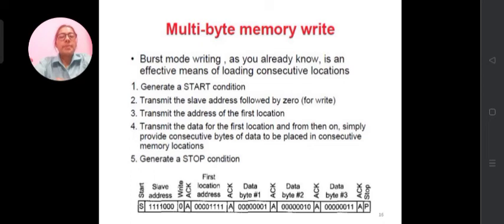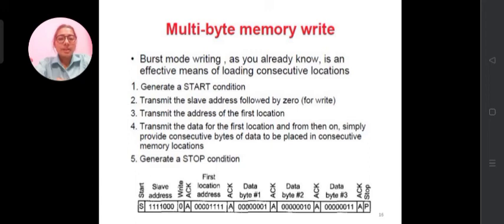Multi-byte memory write. Burst mode writing, as we know, is an effective means of loading consecutive locations. It generates a start condition. It transmits the slave address followed by 0 for write condition. It transmits the address of the first location. It transmits the data for the first location, and from then on simply provides consecutive bytes of data to be placed in consecutive memory locations. It generates a stop condition.